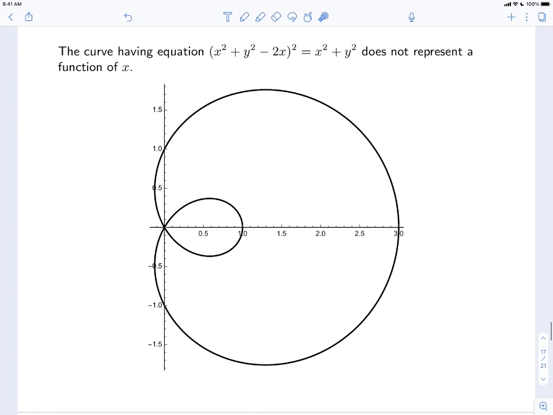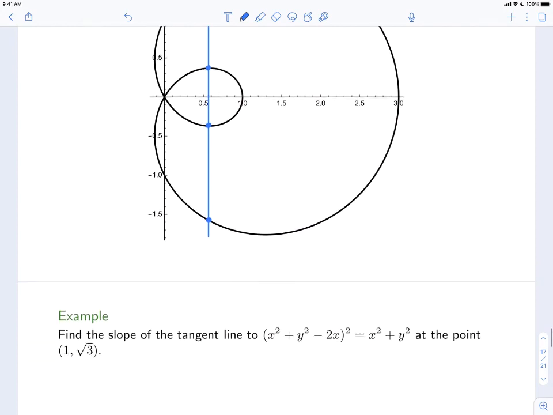Let's do another example. The curve having equation (x squared plus y squared minus 2x) quantity squared equals x squared plus y squared does not represent a function of x. Again, as you can see, depending on where you draw your vertical line, it might intersect 4 times. 1, 2, 3, 4. So this definitely is not the graph of a function, but again, we can use the same technique to find the slope of a tangent line.